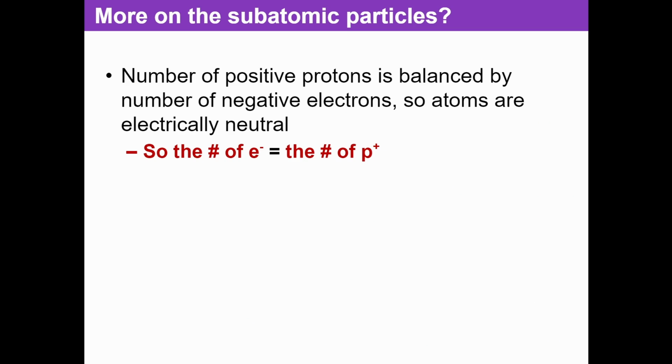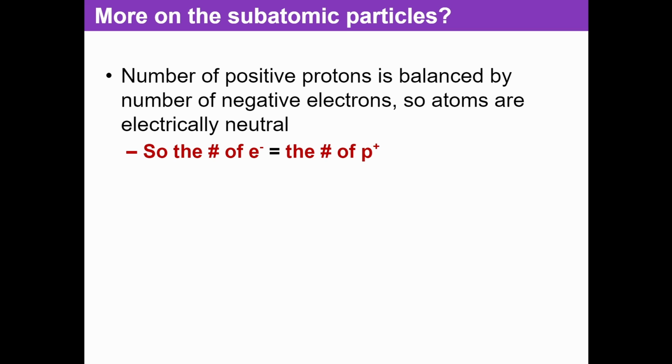So more on the subatomic particles. Let's just make sure everything's very clear. So protons determine what element you're looking at. An element is made up of the same type of atoms, all with the same number of protons. And generally, protons are balanced with the number of electrons. That's what makes atoms electrically neutral.